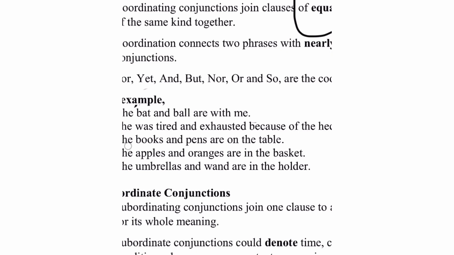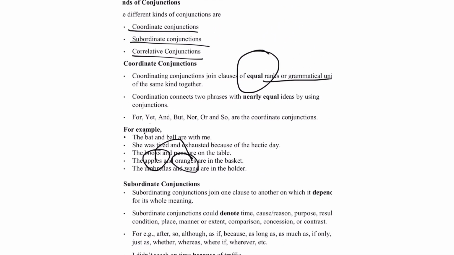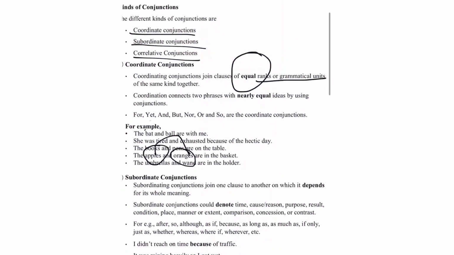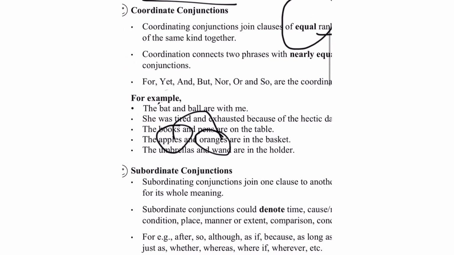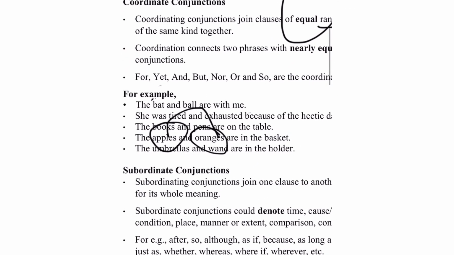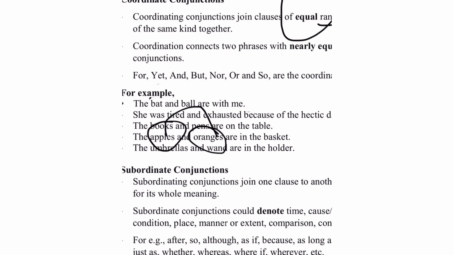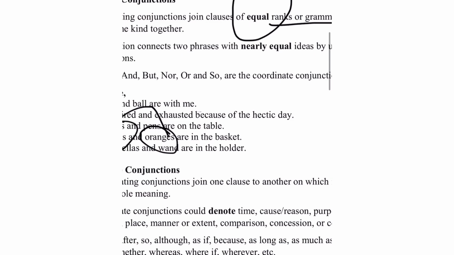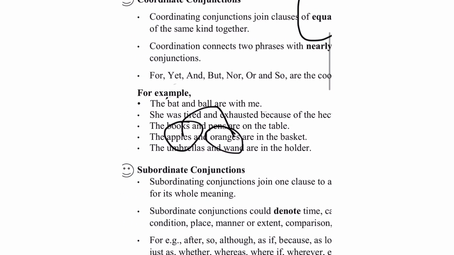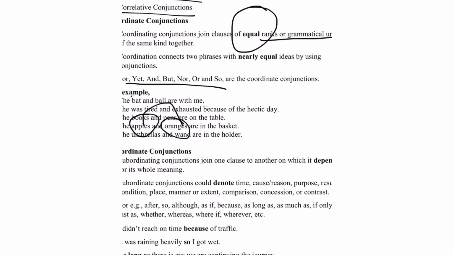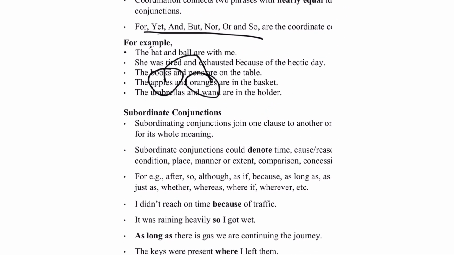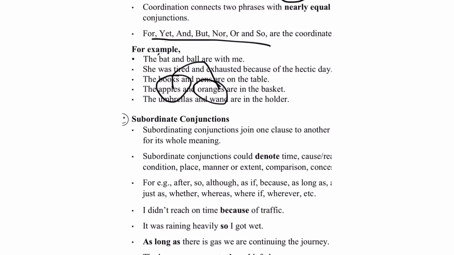See, like apples and oranges. Both of them are what? Fruits. Coordination connects those words or sentences where we can use for, yet, but, nor, either. These kinds of conjunctions. Right? So you have a look at all these examples.